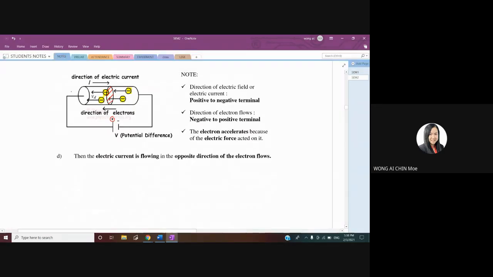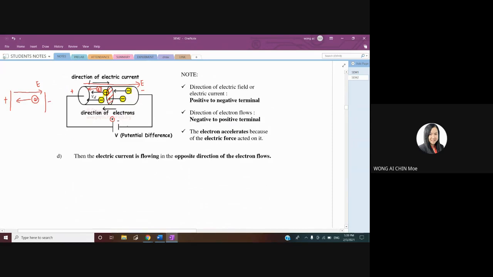This is the positive terminal, meaning your electric field is from positive to negative, so your electric field is in this direction. However, your electron will be attracted to the positive terminal. So this is an electron, and it will move to the positive terminal. That's why the statement says the electron will move to the positive terminal. However, your electric field is in the opposite direction, from the positive terminal to the negative terminal.